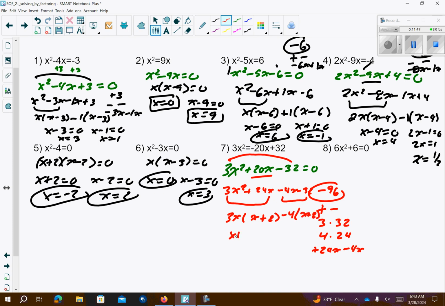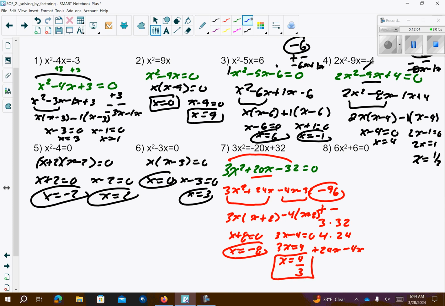So then I'm going to get x plus 8 equals 0. So subtract 8. So there's one answer. And then I get 3x minus 4 equals 0. So add 4 to both sides. Divide by 3. And you can leave these as fractions. That's fine.